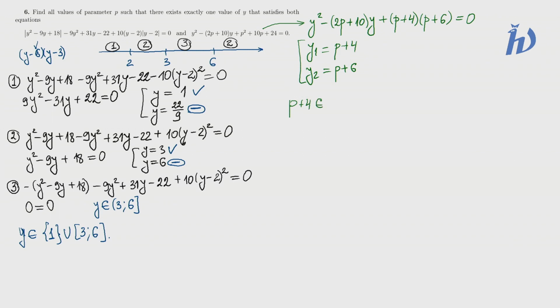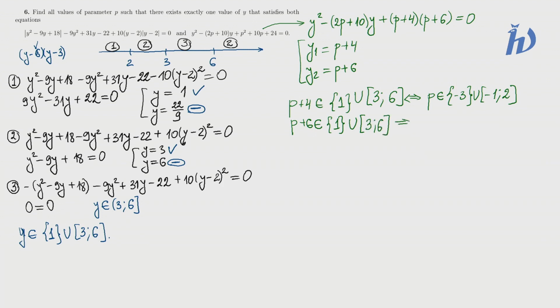So p plus 4 belongs to the set of either 1 or the interval from 3 to 6. It is equivalent to the fact that p belongs to, we just need to subtract 4 from all the numbers we have here, minus 3 and minus 1 to 2. And in just the same way we determine such values of p that p plus 6 belongs to this set. It means that p belongs to minus 5 and an interval from minus 3 to 0.